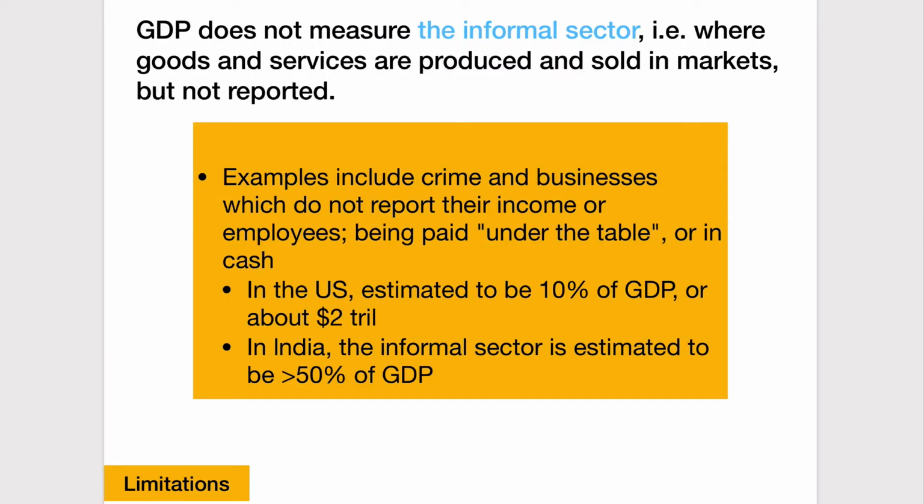GDP also does not measure the informal sector. The informal sector is where goods and services are produced and sold in markets, but it's not reported.